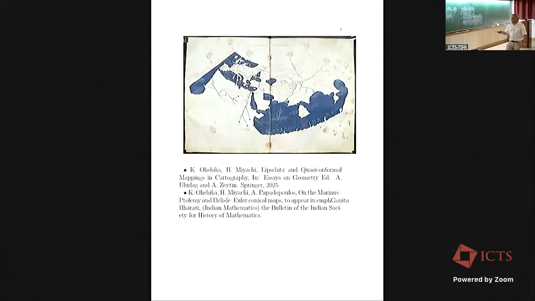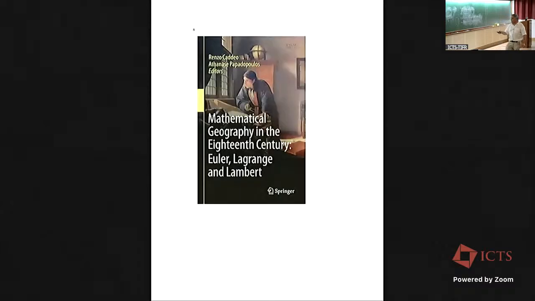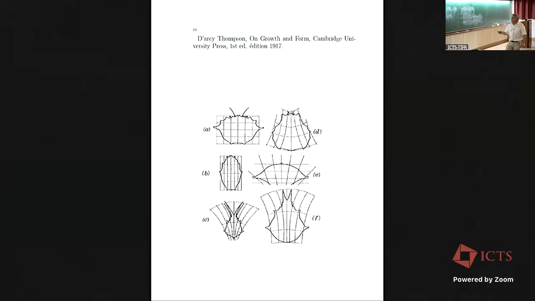Okay, now there's something I want to conclude with. You see, there's this book by D'Arcy Thompson called On Growth and Form, first edition, 1917.